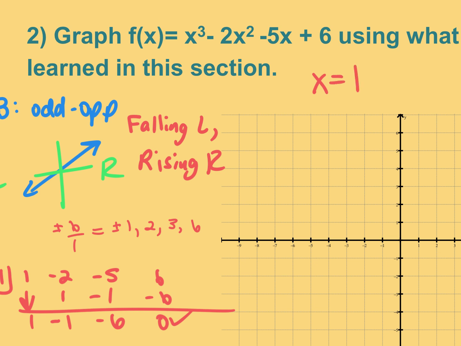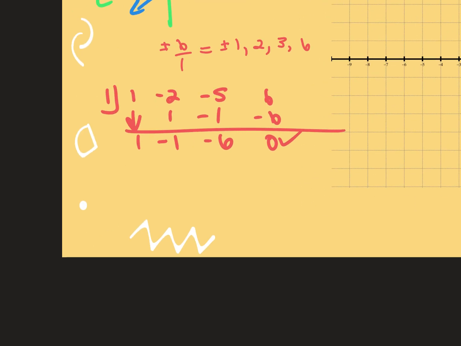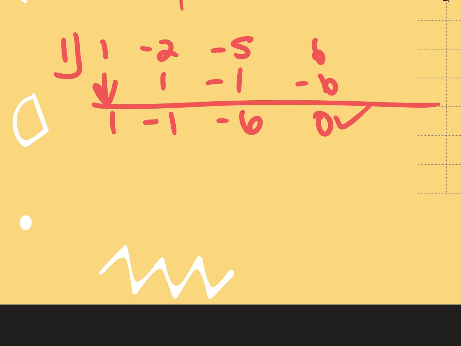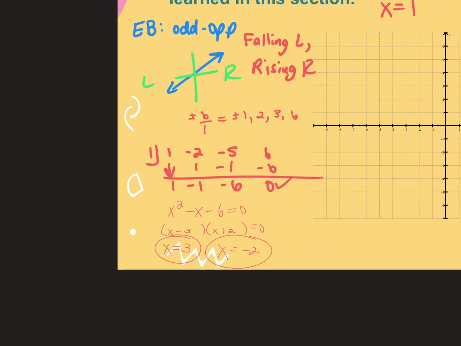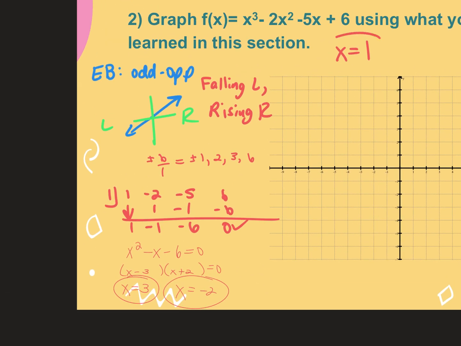One of my zeros, my intercepts. What is left over here? Perfect. x squared minus x minus 6 equals 0. Before you jump to the quadratic formula, what should you try to do? Try to factor it. Are there factors of negative 6 that multiply to give you negative 6 and add to give me negative 1? x minus 3, x plus 2. Perfect. So what are my other 2 x values? x equals 3 and x equals negative 2. Okay, did you find all 3 of them? Yes.